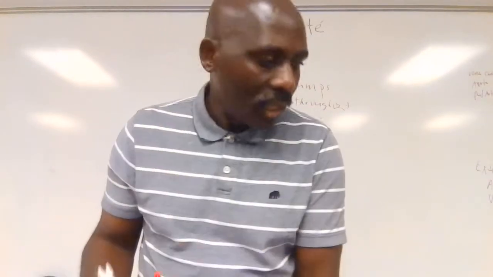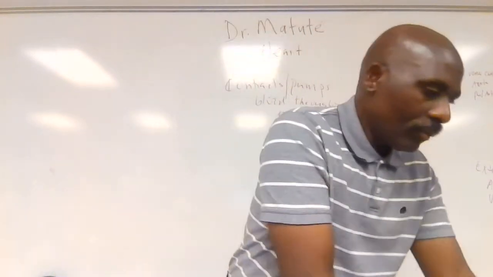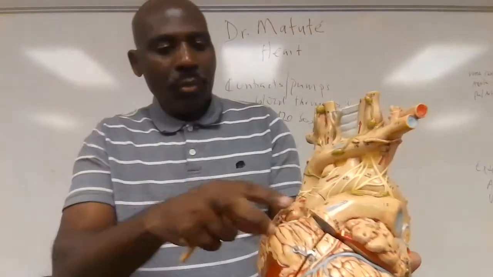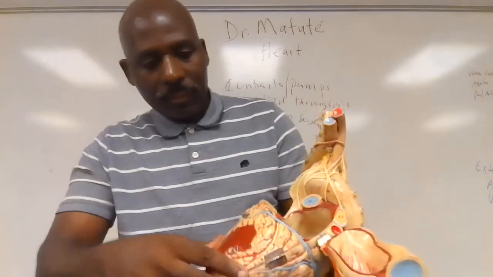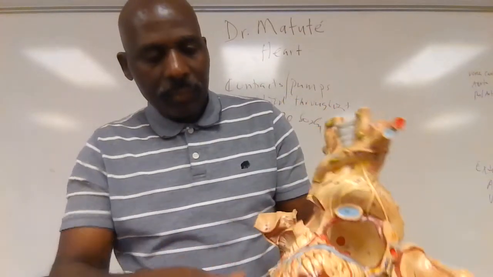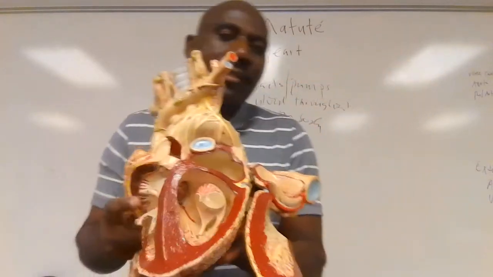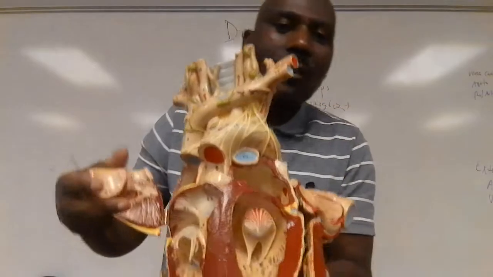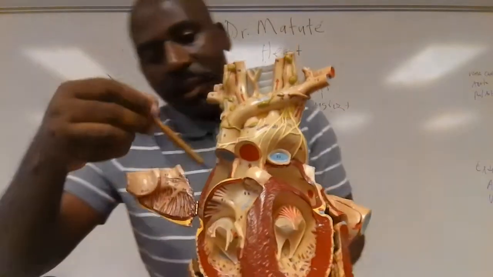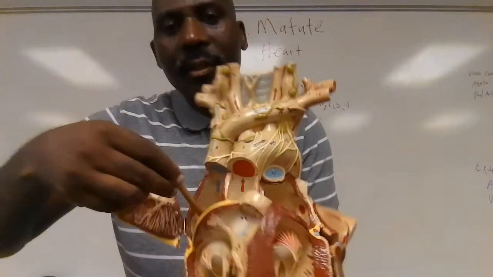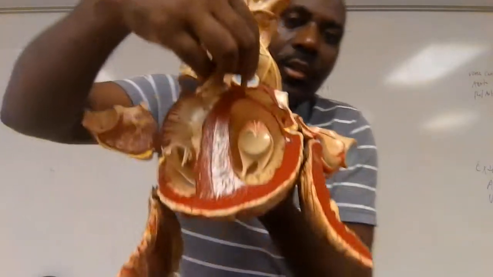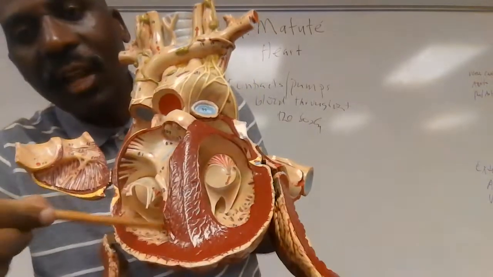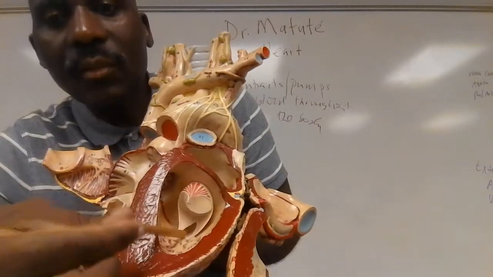Now, if you look at this other model, we'll see the same thing. Open that, open this. So here we are. This is the right atrium. This is the left atrium. This is the right ventricle. This is the left ventricle.